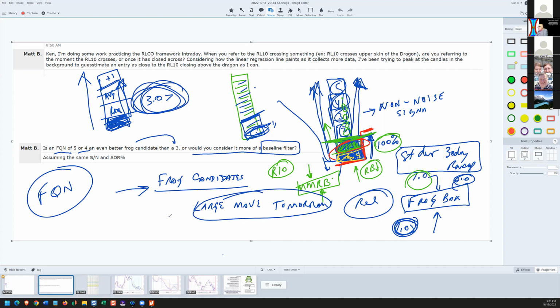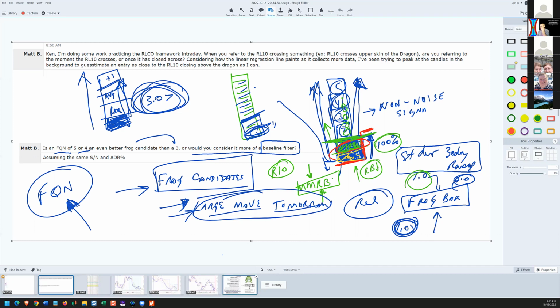So that's one of the working definitions of a relatively large move tomorrow compared to the risk you want to take. But the real question that Matt's asking is, how do I find the best frog candidates? And I want to say, don't key in on the frog quality number as the thing that is differentiating. What we want are candidates that are poised to make a large move, and we know what those are.